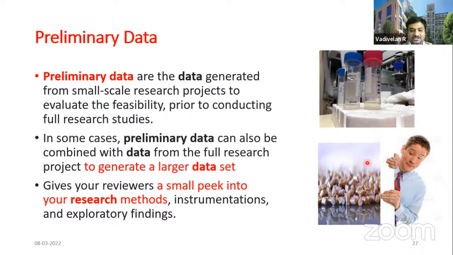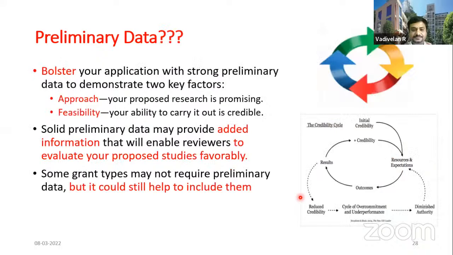And you can see a small peek into the research methods or the instruments and the exploratory findings. So it may take a positive way when reviewers peek into your preliminary data. And always, in having preliminary data, you see how far it has credibility. You call it the credibility cycle, to be followed. It's considered important because you may get a better outcome and result. When there is reduced credibility, then automatically the cycle of overcommitment and underperformance will diminish authority. So therefore, the credibility cycle should always be followed whenever we are using this preliminary data.